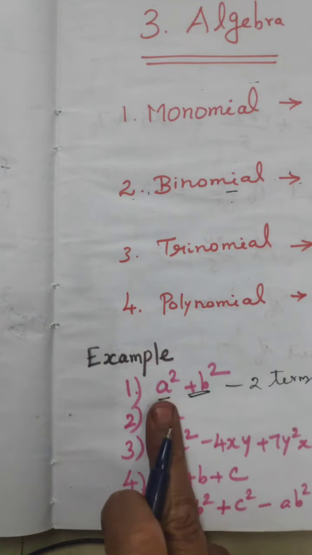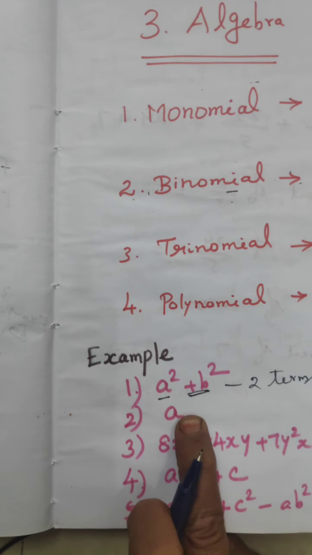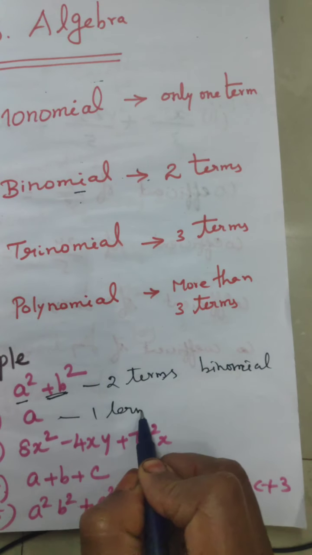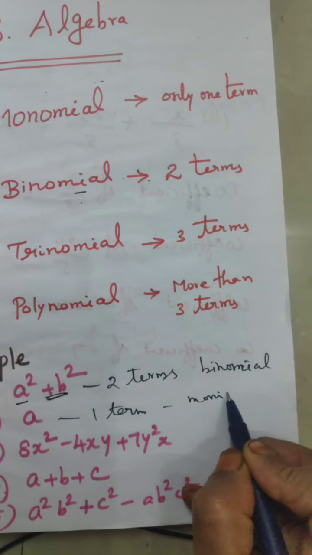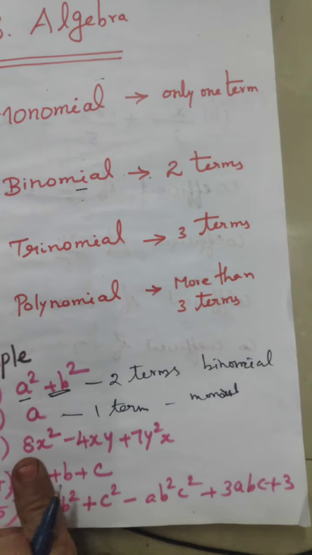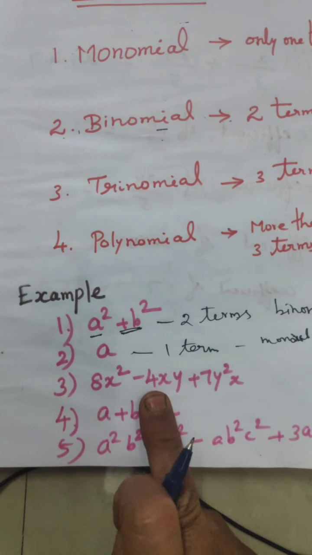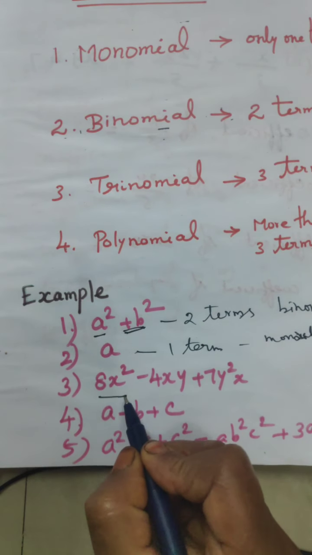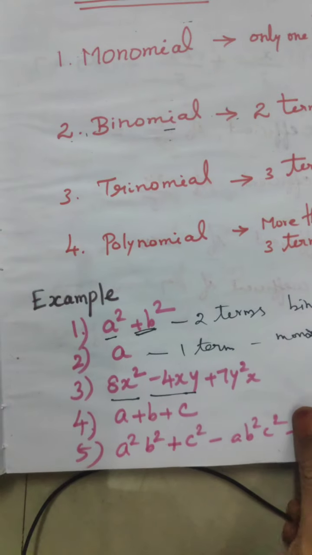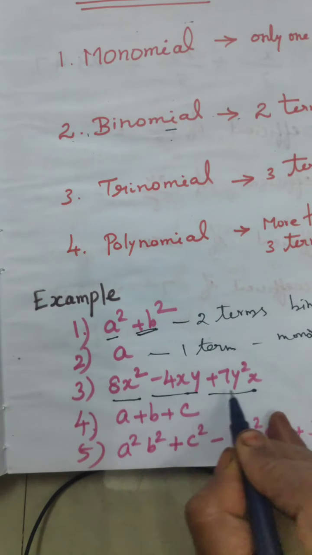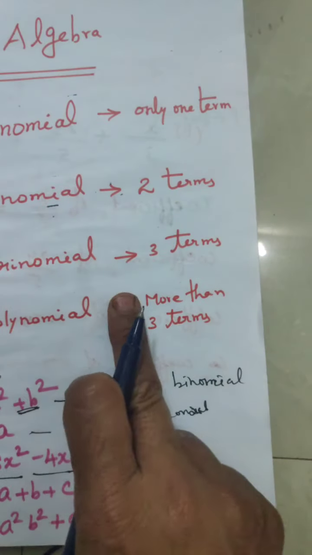Next, a. Only one term is there. There is no symbol after it, so the next term does not start. How many terms are there in the second sum? Only one term. One term is called, what is that? Monomial. Third sum, 8x² − 4xy + 7y²x. How many terms do you see? 8x² is the first term, −4xy is the second term, the plus symbol starts again, and +7y²x is the third term. So there are three terms. Three terms is called trinomial.